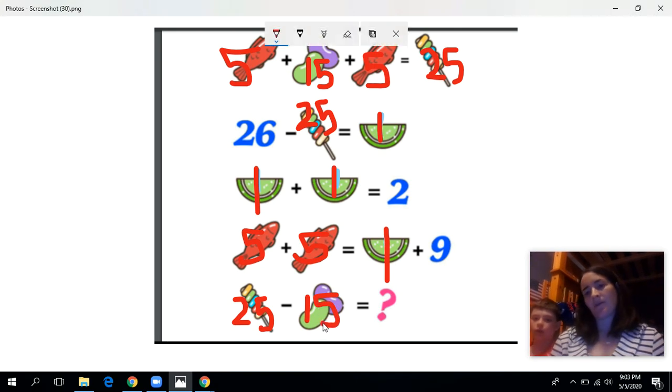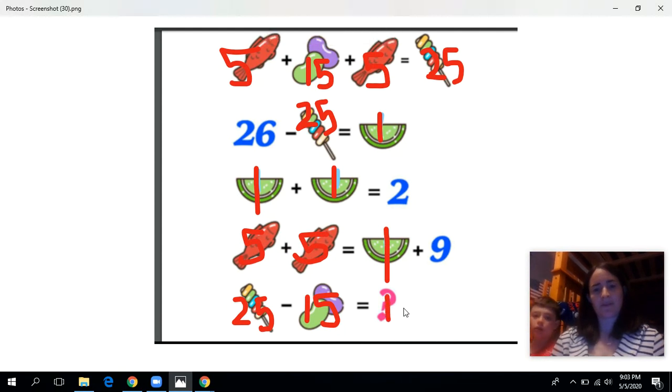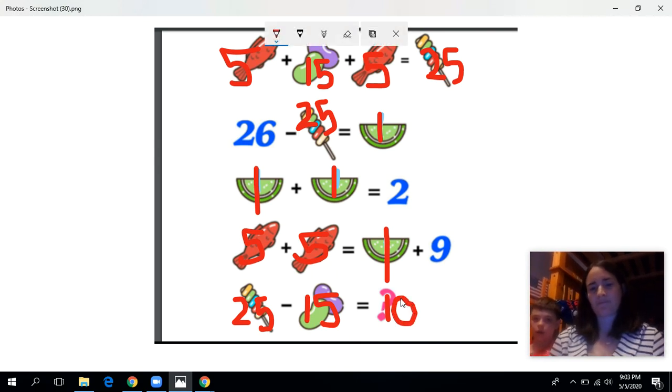25 minus 15. What are you left with? 10. Equals 10. How do we know 25 minus 15 equals 10? 25 minus 10 is 15 minus 5. Okay, so you can take away 10 first. 25 minus 10 is 15. Take away another 5, and you are left with 10. You may have started somewhere else or tried a different strategy, but if you got the same thing, congratulations. The final answer here is 10.